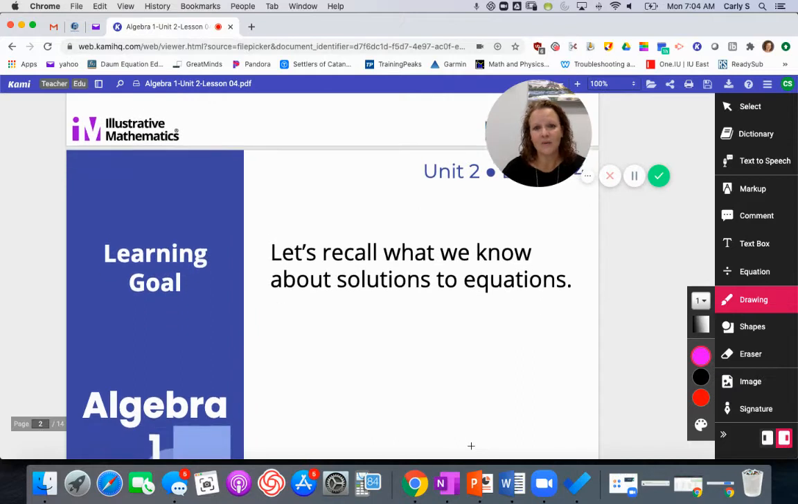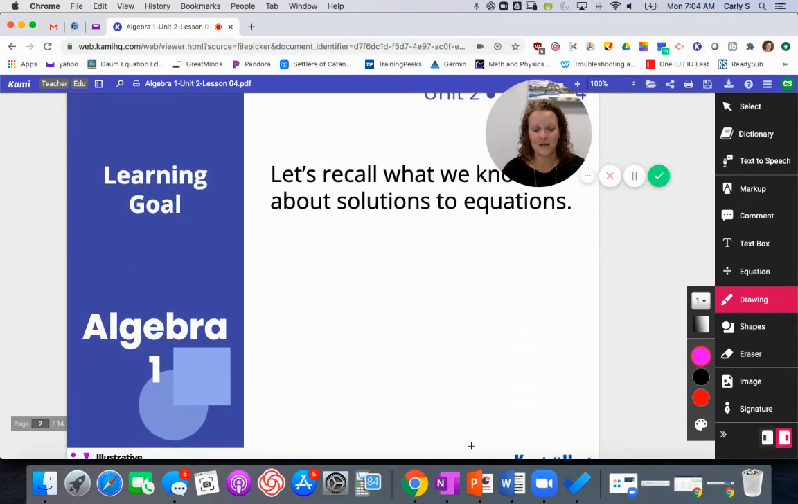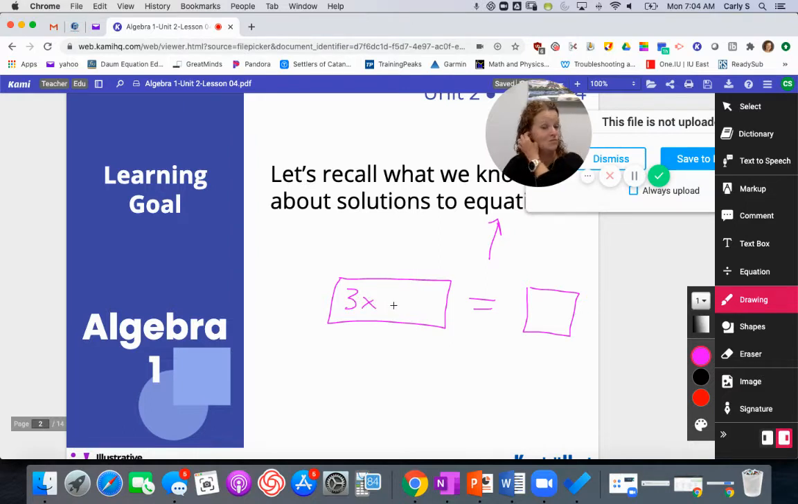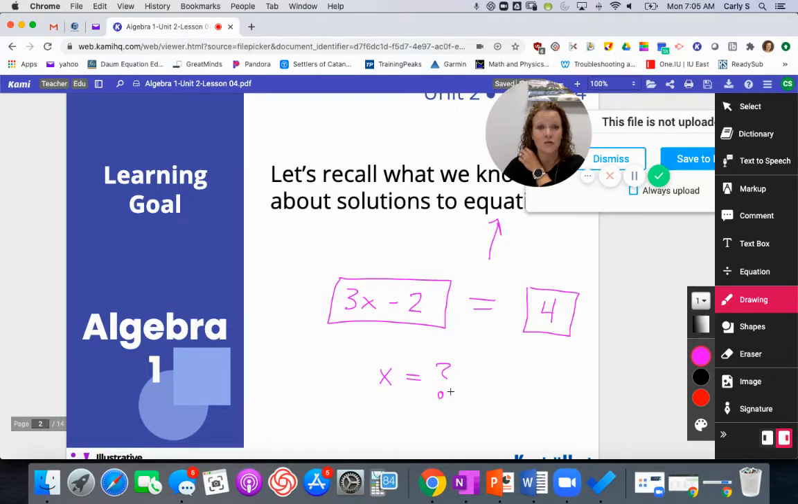So let's recall what we know about solutions to equations. Really quick, an equation is anything that has an equal sign, all right? We have an expression equal to an expression, and it's called an equation. It could be 3x minus 2 equals 4. Okay, what does x equal? So this is an expression equal to an expression. To find the solution, we're going to figure out what x equals to make that equation true.